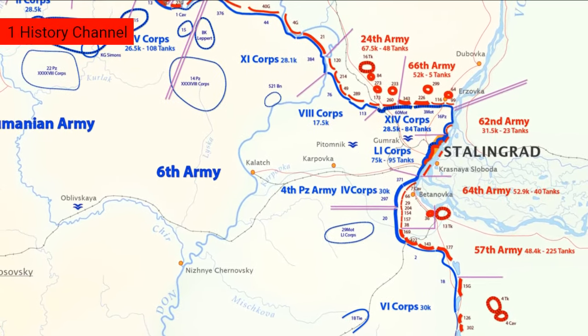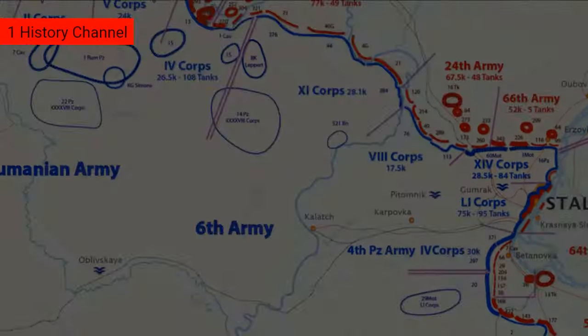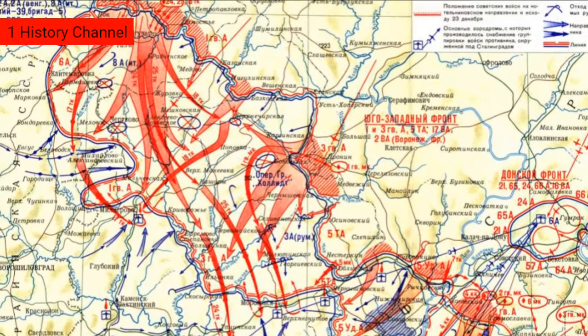The encirclement of the Sixth Army was effective on November 23. Operation Uranus trapped between 250,000 and 300,000 Axis soldiers within an area stretching 50 kilometers from east to west and 40 kilometers north to south.